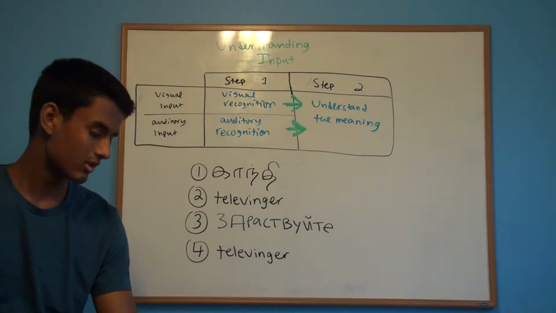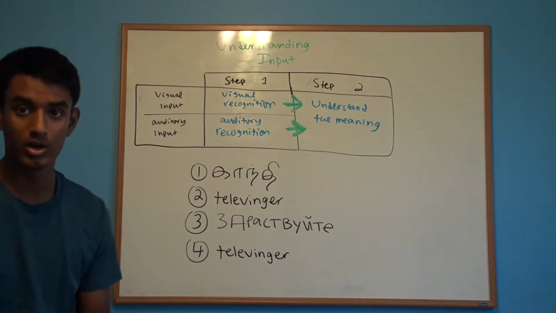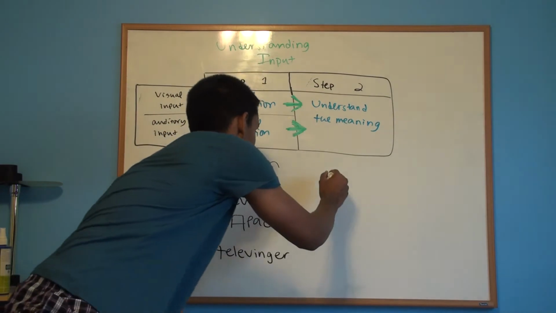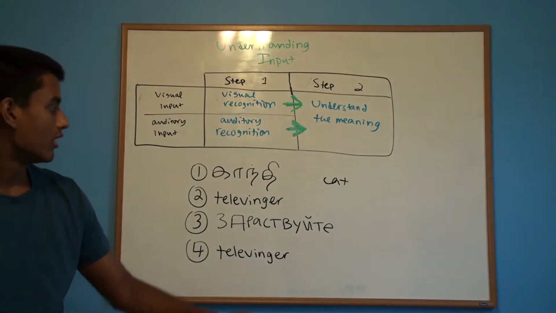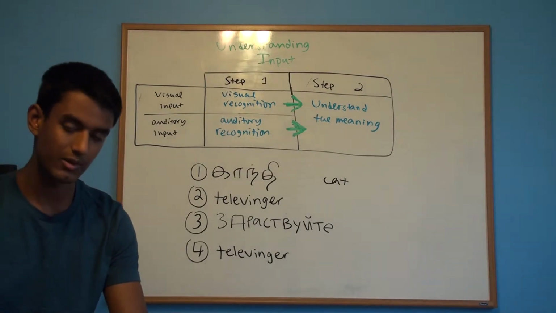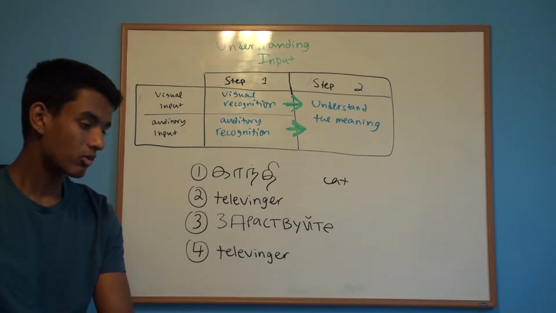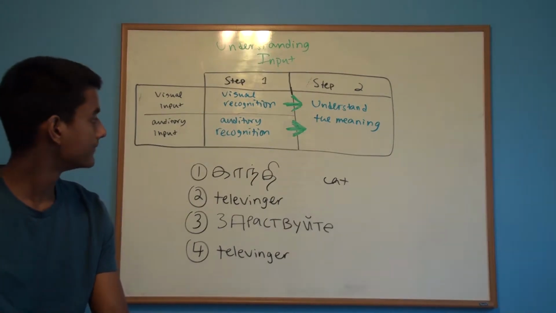So what's something that you'd be able to understand completely and therefore complete both steps? I don't know, some simple word like cat, right? If you saw cat, you can recognize, you can complete step one, and you can also understand the meaning. Now let's talk about auditory input. Auditory input is anything that you hear or listen to.